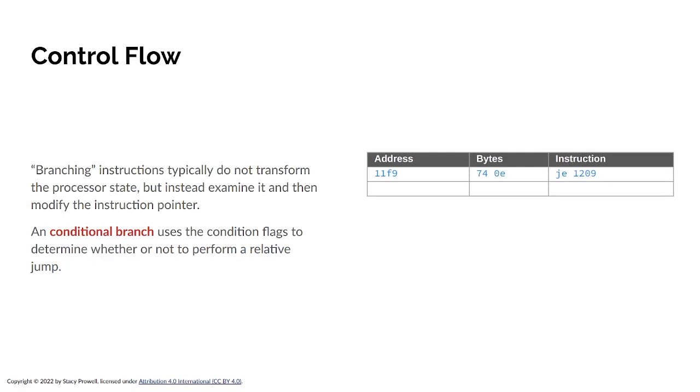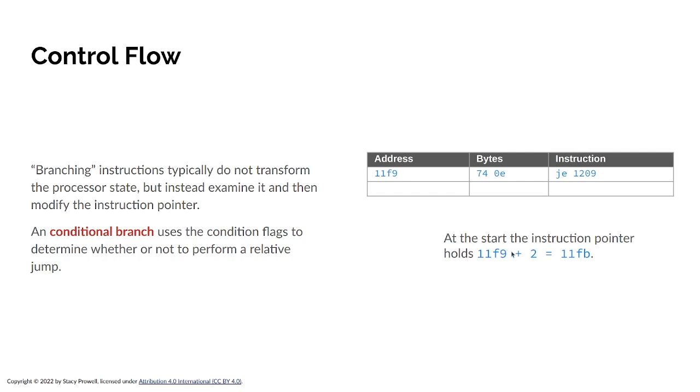Here's a third kind of instruction. This is a conditional branch. So here at address 11F9 hex, we have a 2-byte instruction, 74 0E hex, which is a JE, or jump if equal, to 1209 hex. So this instruction is going to check some flags and then make a decision about whether or not to modify RIP. Here's how that works. At the start, the instruction pointer holds 11F9 plus 2, right?